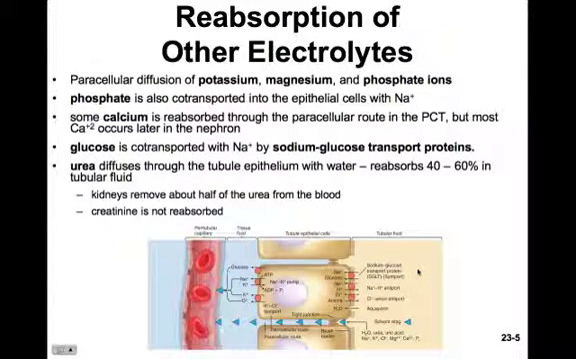When we look at creatinine, creatinine is not going to be reabsorbed at all, so it maintains itself in the tubular fluid. And the purpose of the reabsorption is to create some osmotic drive, and we'll see how that comes into play later on.